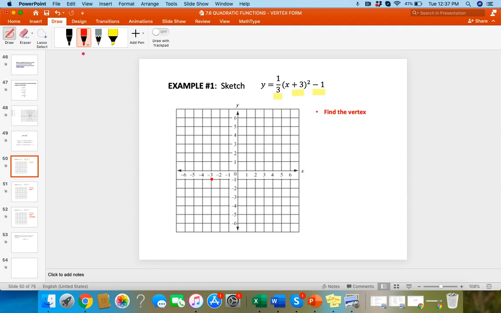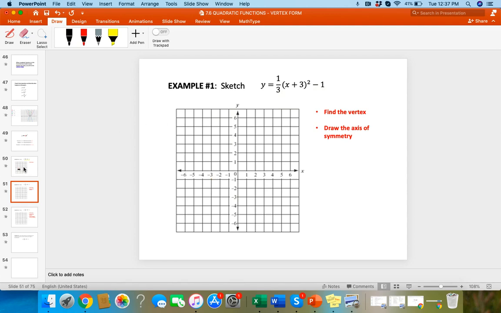Now, that was the first thing then, and usually what I do is I actually write it in so that I show that I know what it is. It's -3 and it's -1 for my vertex. So we're good. Now, the next thing we want to do is to draw the line of symmetry.